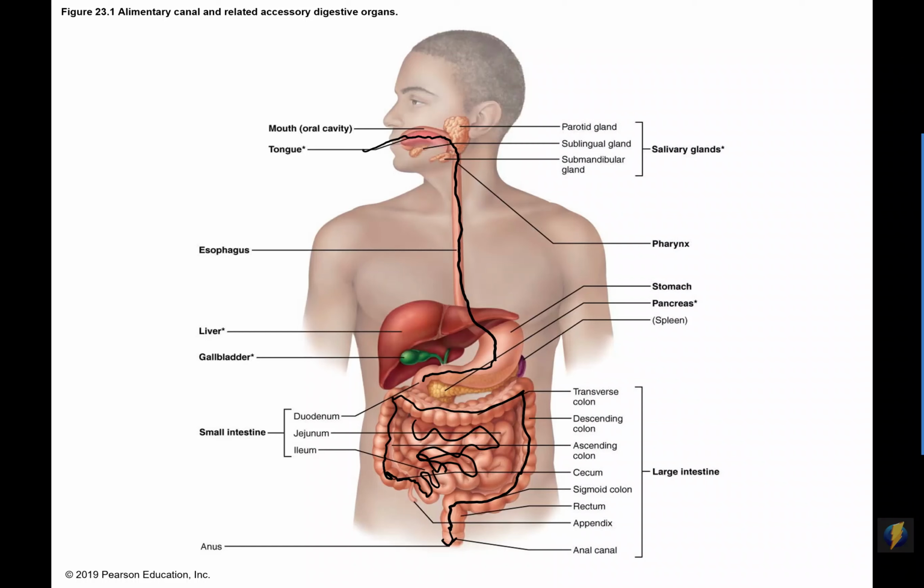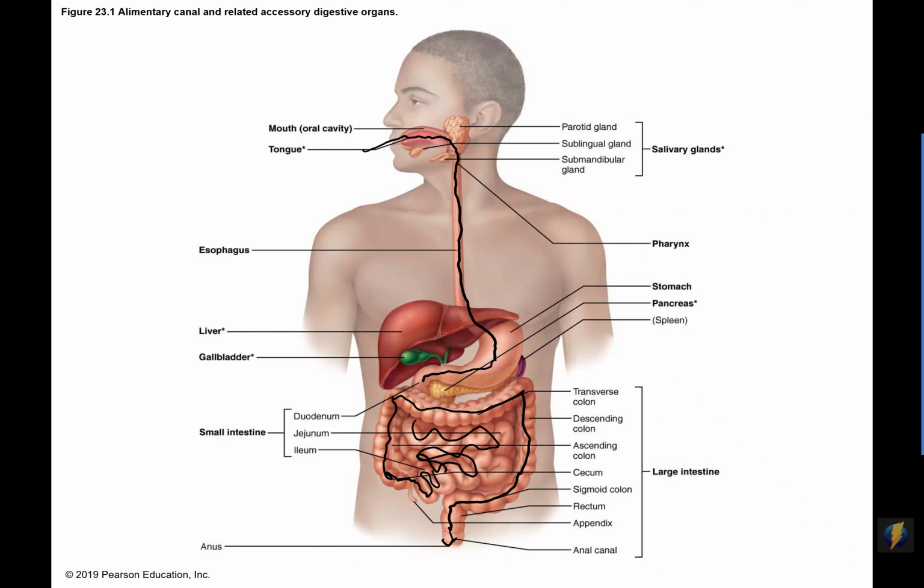Up in the oral cavity, we've got the tongue and the teeth. They help break our food down, also give us our sense of taste, and so on. The salivary glands, of which there are three primary ones: the parotid gland, which sits on the side of the face, the sublingual gland under the tongue, and then the submandibular gland under the mandible. Of course, they're going to make saliva. Saliva helps moisten our food, contains some digestive enzymes. So that's what we've got in terms of accessory organs in the oral cavity.